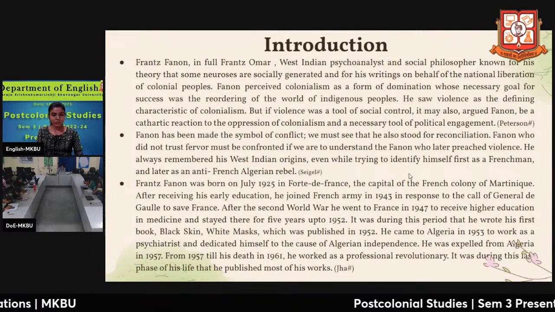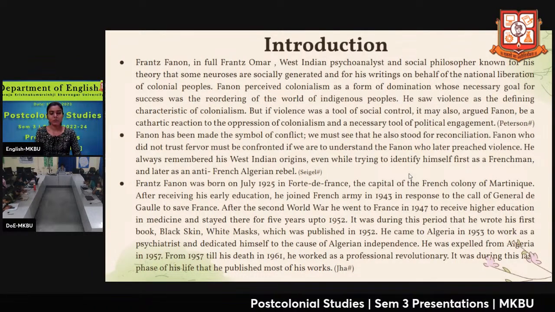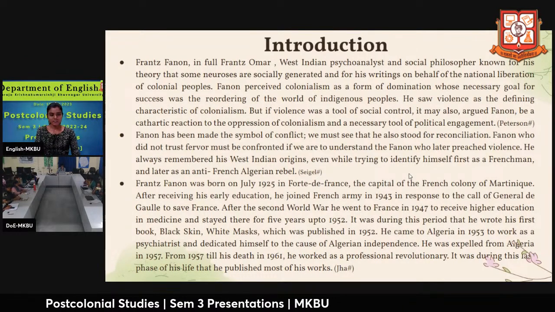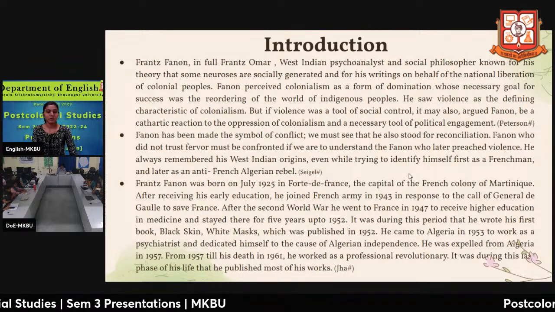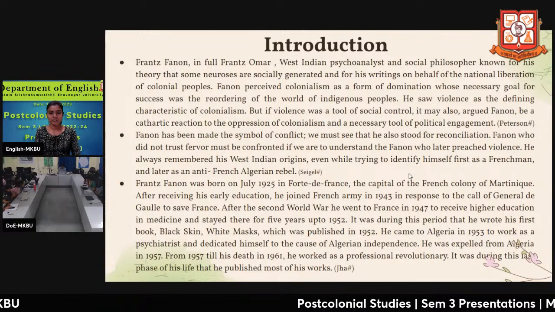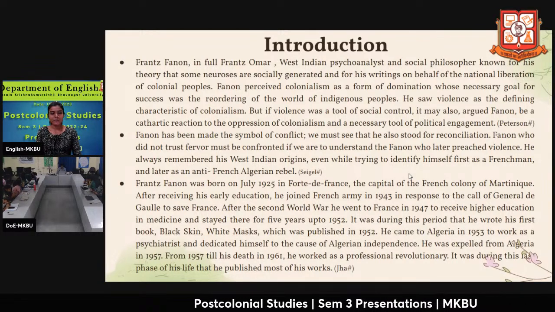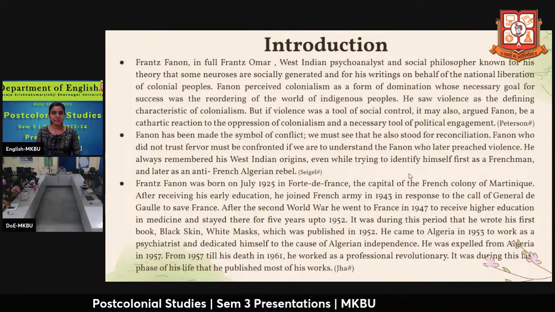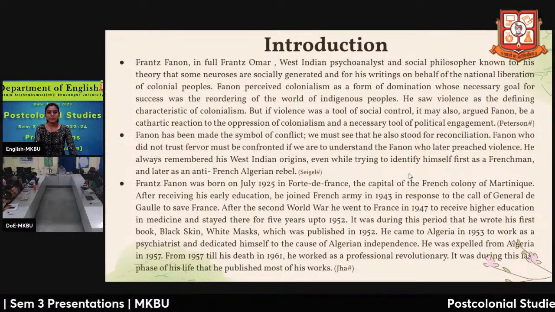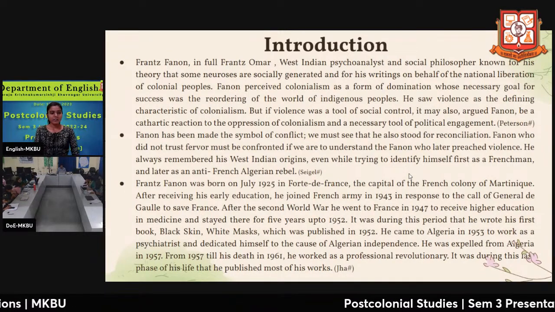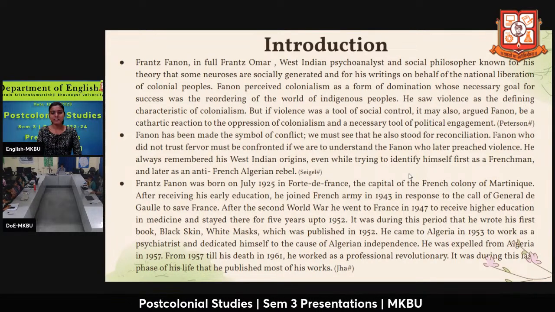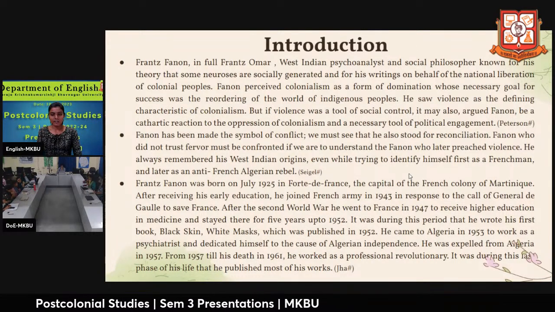Frantz Fanon perceived colonialism as a form of domination whose necessary goal for success was the rewriting of the world of indigenous peoples. He saw violence as the defining characteristic of colonialism. But if violence was a tool of social control, it may also, argued Fanon, be a cathartic reaction to the oppression of colonialism and a necessary tool of political engagement.